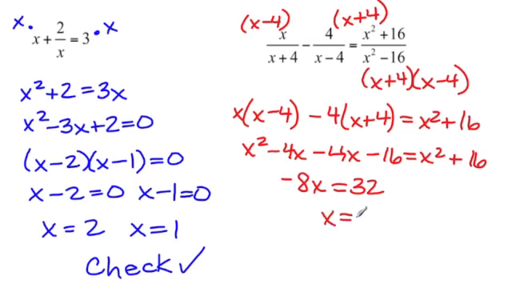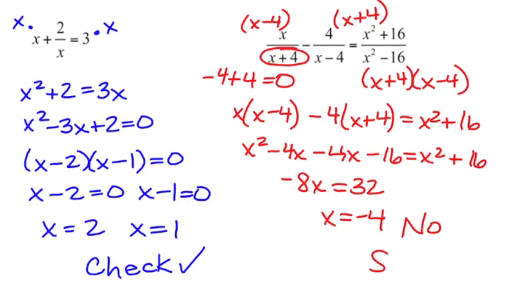However, there's a problem. If we plug that back into the denominator, negative 4 plus 4 is going to equal 0. So therefore, negative 4 will not work as a solution. That's called the extraneous solution that we read about at the beginning. So there is no solution to this equation.